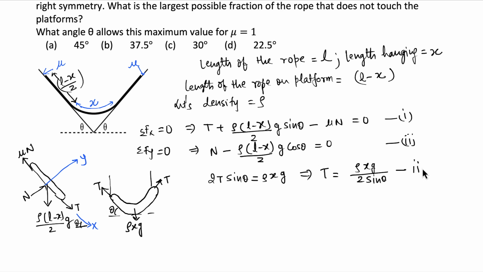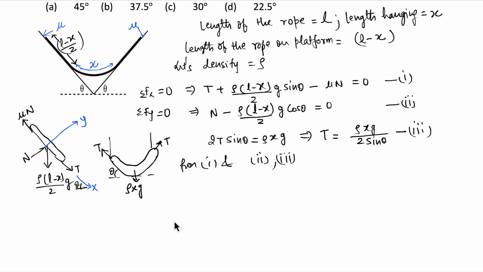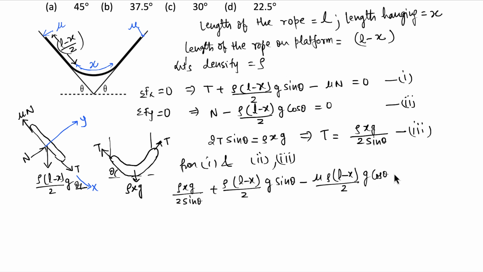Let's call this 3. From 1, 2, and 3, we'll put T from equation 3 and N from equation 2 into 1. And then what we will get is rho x g by 2 sine theta plus rho (L minus X)/2 g sine theta minus mu rho (L minus X)/2 g cos theta equal to 0.